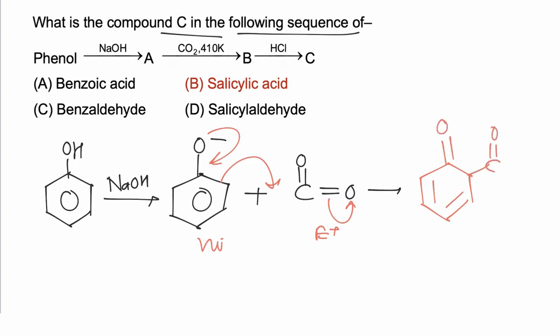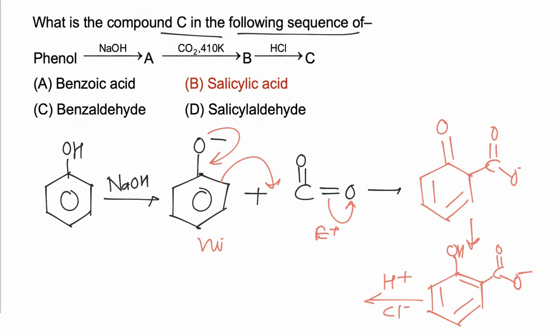C double bond O, O negative. Now it will tautomerize to get again phenolic group. So salicylate ion is formed. Now treating this anion with HCl will give salicylic acid, and hence correct answer is B. Salicylic acid is formed as ultimate product.